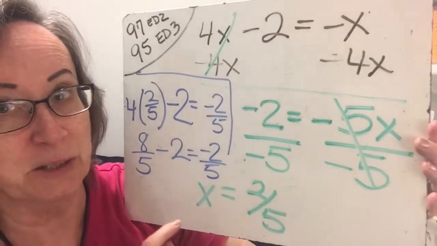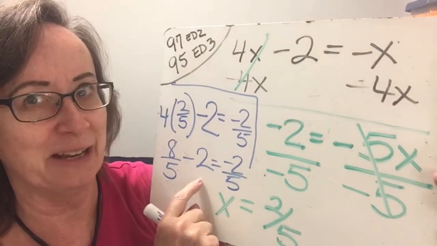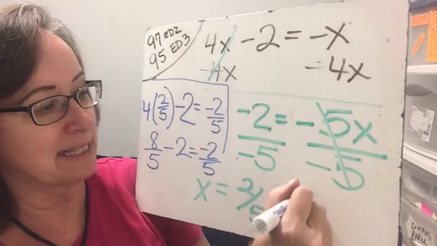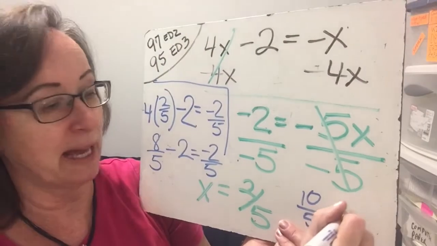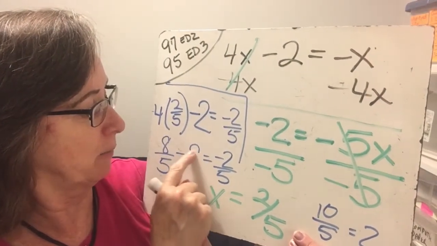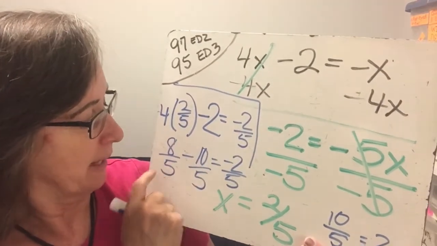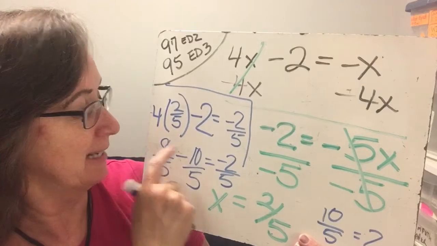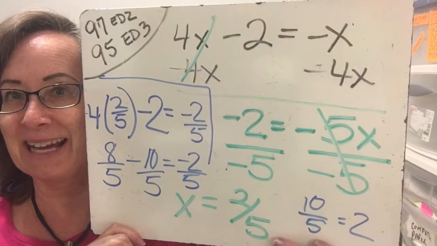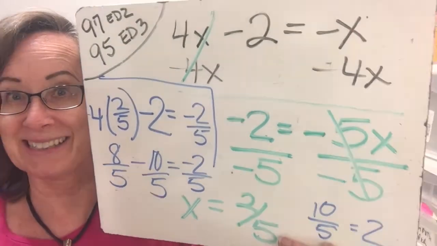Okay, now this is where getting a common denominator makes things easier. So instead of 2, could I write 10/5? Because isn't 10/5 the same as 2? It is, isn't it? So I'm going to take away the 2, and I'm going to write minus 10/5. And since they all have 5, then 8 take away 10 is negative 2, and it works. There is your last example. And now we're going to do some practices.